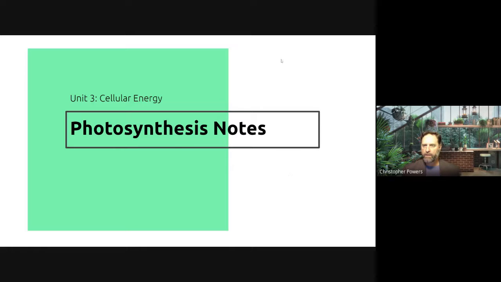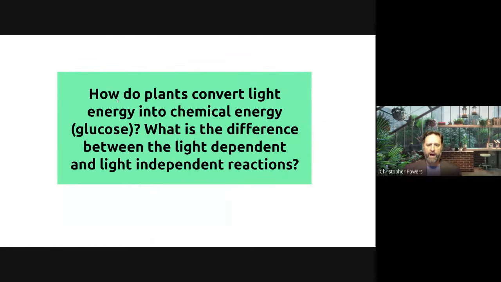What a groovy concept that is. So we're going to look at how do plants convert light energy into chemical energy, glucose. Okay, so that's the chemical energy that plants use, the sugar glucose. It's producing that. These are the general overarching questions you should be able to answer. What is the difference between plants?